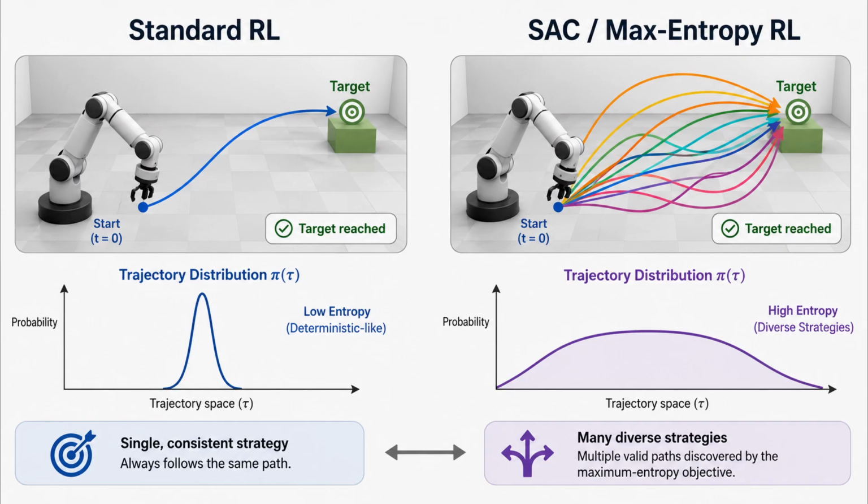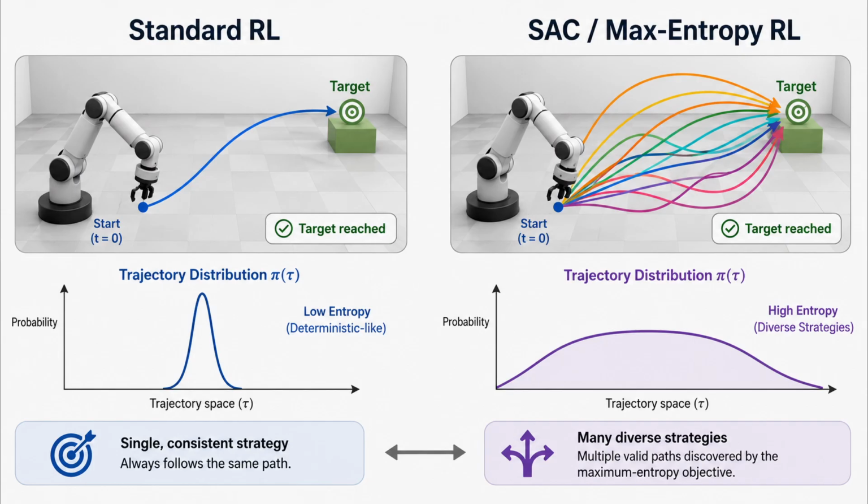What if we don't just want to maximize reward, but also maximize entropy, the randomness of the policy? The objective becomes J of pi equals the sum over t of E of r of s_t, a_t plus alpha times H of pi of s_t, where H of pi is the Shannon entropy of the policy distribution, and alpha is a temperature parameter controlling the trade-off.